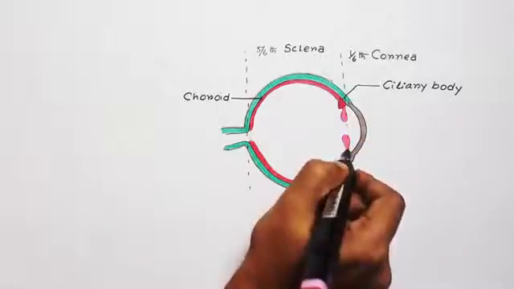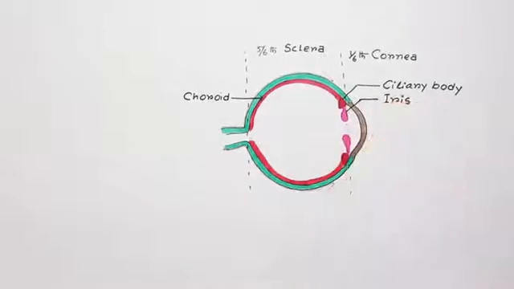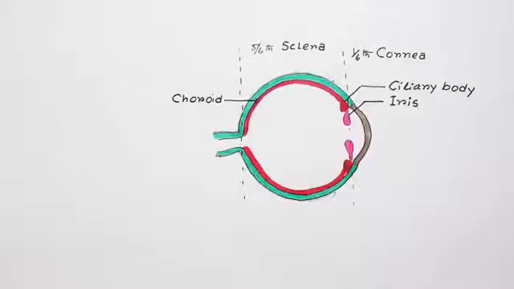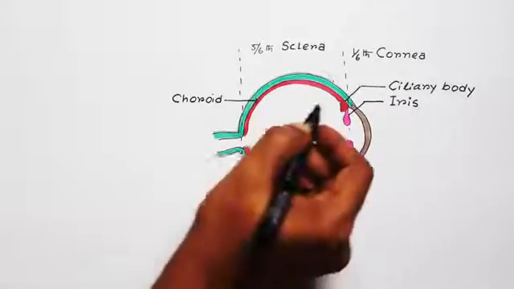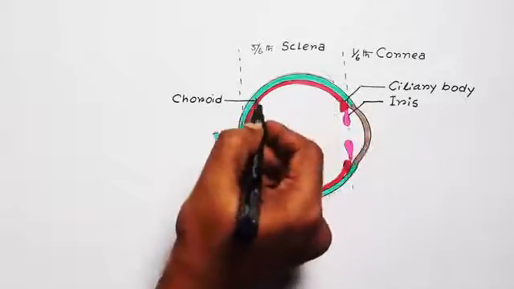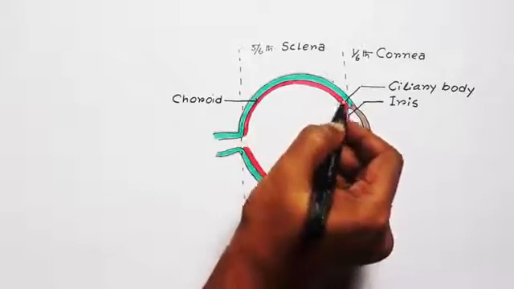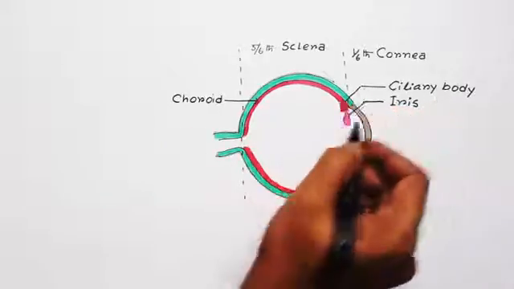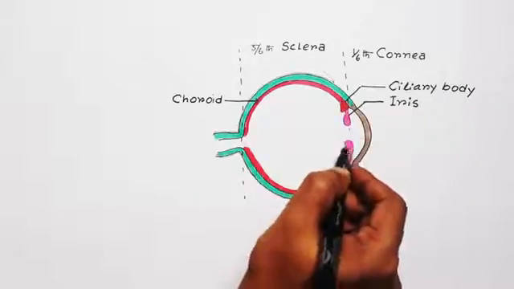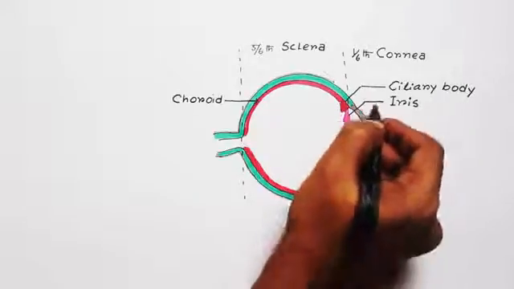And just in the middle of the ciliary body, there is a vascular diaphragm. This is called iris. So the posterior most part of the middle layer is called choroid, and the anterior triangle shaped thickened area is called ciliary body. And in the middle of the ciliary body, there is a vascular diaphragm which is called iris.